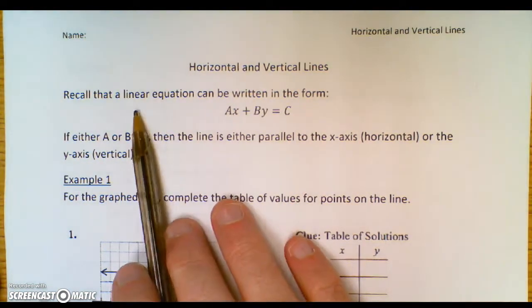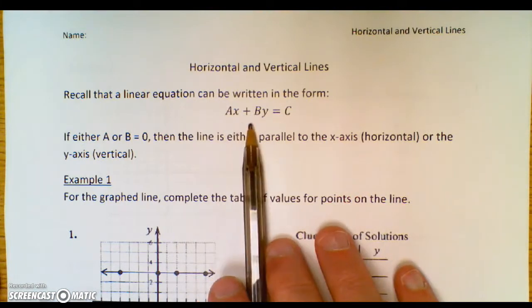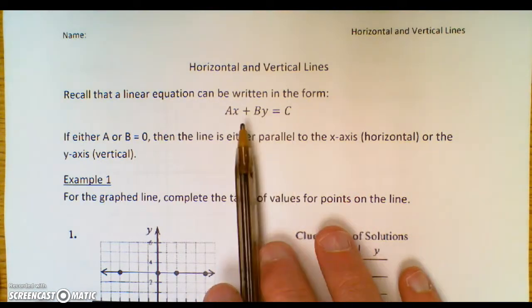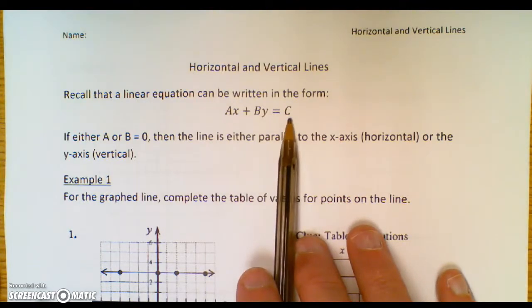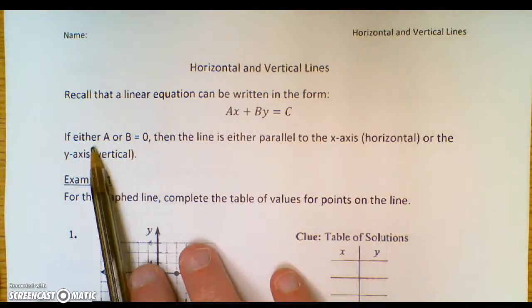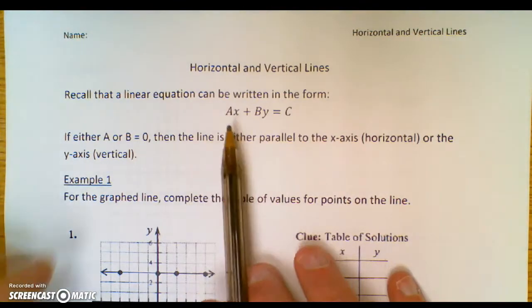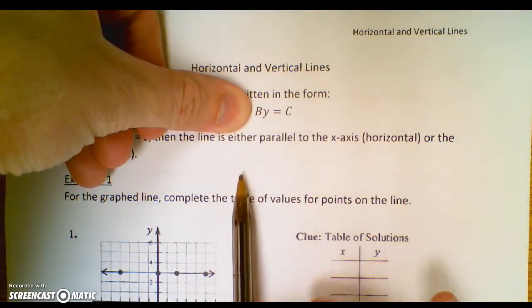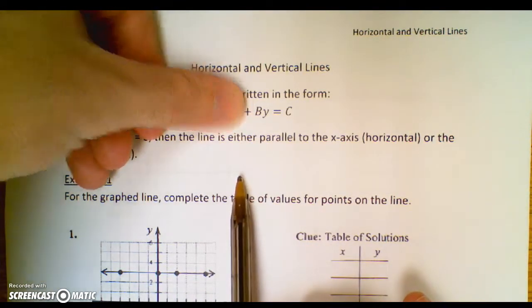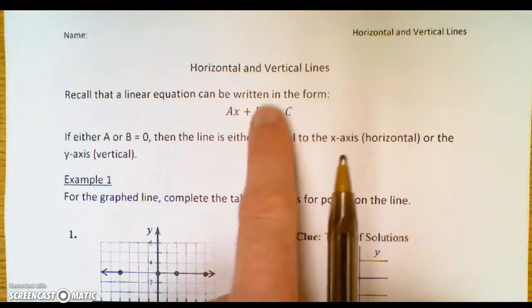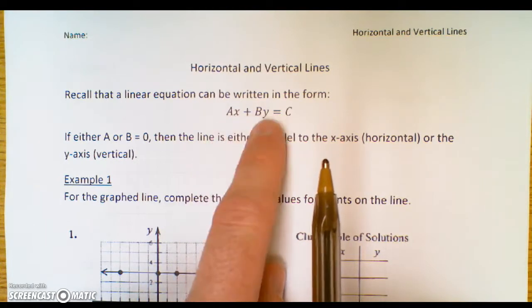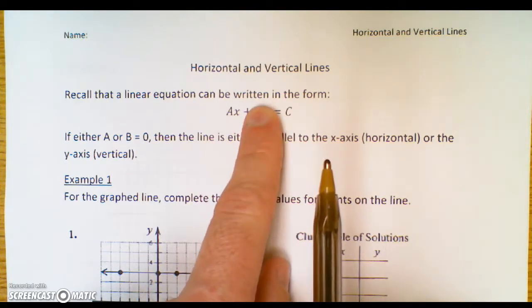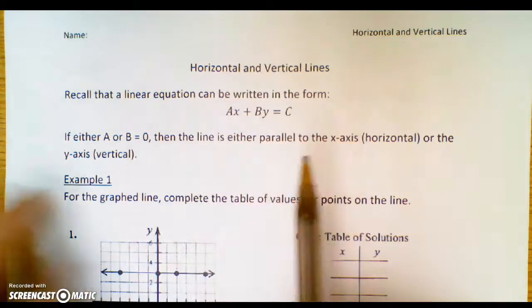Remember that a linear equation can be written in this form, ax plus by equals c. I can plug in values for x and y and they should add up together to give me a third point, or answer. If either a or b is 0, let's pretend a is 0, I would be left with this equation, by equals c. Or if b equals 0, I would have ax equals c, because the 0 multiplying would take away this term. It's kind of like finding the intercepts.